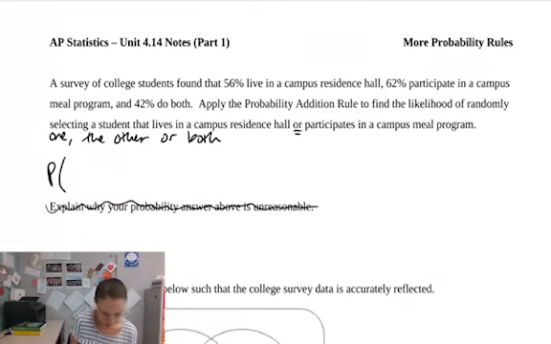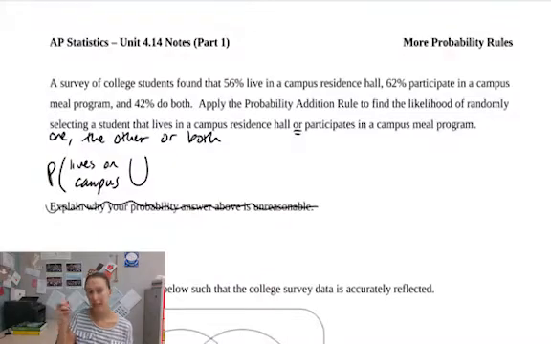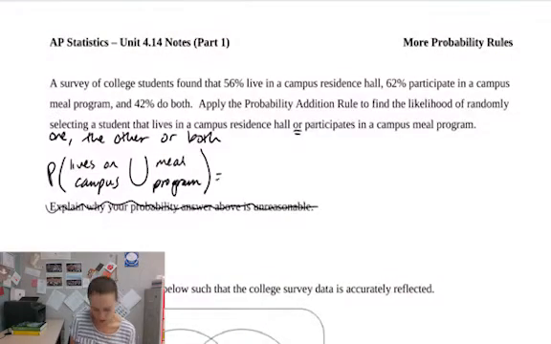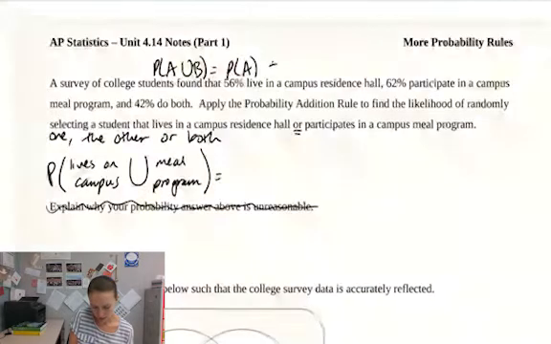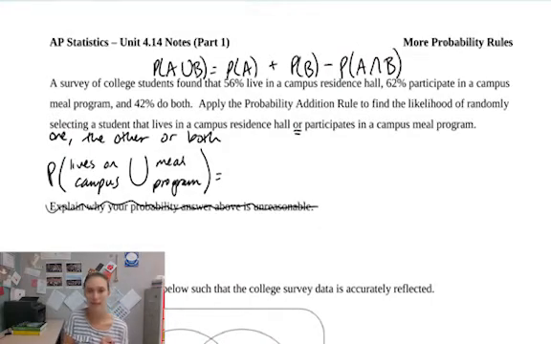Now remember, in AP Stats, we need to write a probability statement. So I want to find the likelihood of selecting a student that lives on campus, or, so the union of these two things, or has a meal program. You don't have to write all the words. What I've written is just fine. Now using our rule, the probability of A or B equals the probability of A plus the probability of B minus the overlapping section, A and B.